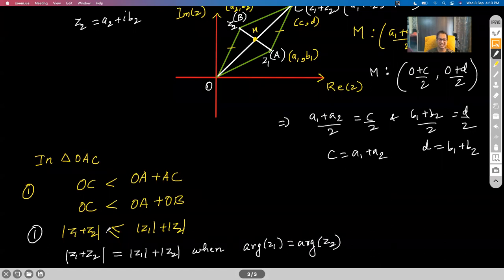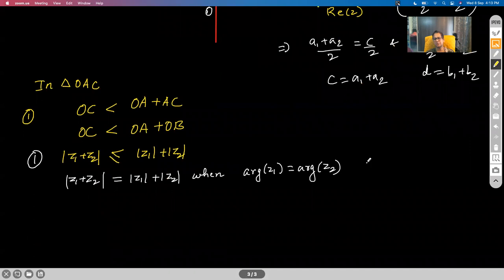Please note down, this itself has come as a question in competitive exams. Very, very important. When two complex numbers are such that Z1, Z2 and origin are in the same line, that means the argument of Z1 and the argument of Z2 are the same, then you would realize that modulus of Z1 plus Z2 will be equal to modulus of Z1 plus modulus of Z2. That means in that case, your triangle will become flat. And if your triangle becomes flat, the third side will be equal to the sum of the other two sides, isn't it? Simple.